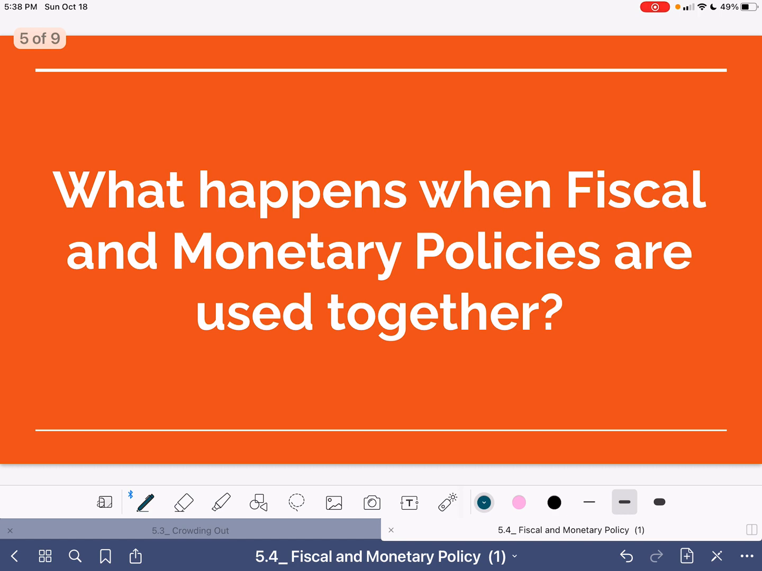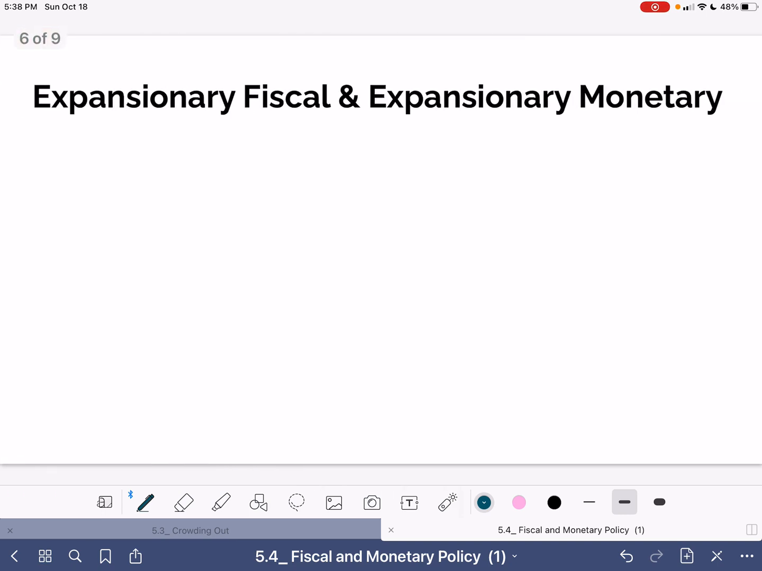So what happens when fiscal and monetary policies are used together? Now we're going to look at what's actually going to happen when we use both of these policies, that they're both going to change aggregate demand to correct a gap. We're going to look at what happens when they're used together. So remember, expansionary fiscal policy is an increase in government spending, decrease in taxes to increase aggregate demand. And then expansionary monetary policy is an increase in the money supply to decrease the nominal interest rate to increase investment spending, which will then increase aggregate demand.